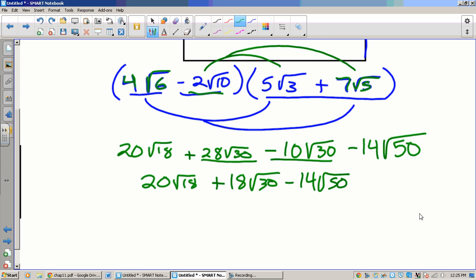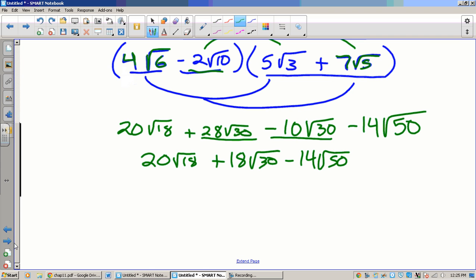So in this case, 20 radical 18. You have to ask yourself, is radical 18 simplified? And I know 9 times 2 is not simplified because 9 is a perfect square. So the square root of 9 is 3. 20 times 3 is 60. 60 radical 2 plus, and I just know from having done this before, radical 30 is simplified.